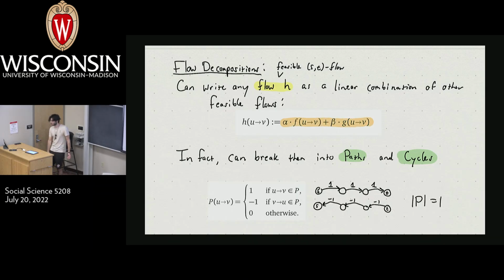So if we think of it purely as a function, then we can take a flow h, and we can write it as a linear combination of other flows. And this is true for almost any function, right? So it's basically, when you think of a basis of a vector space, you're writing a vector as a linear combination of other vectors. Well, you can do the same thing for functions. And in particular, you can do it for flows.